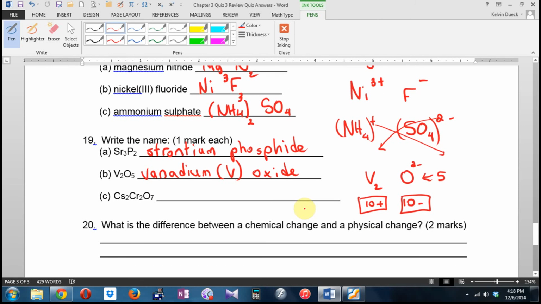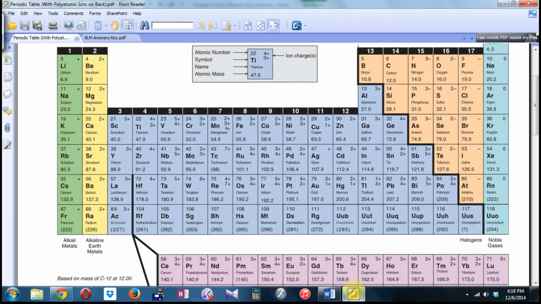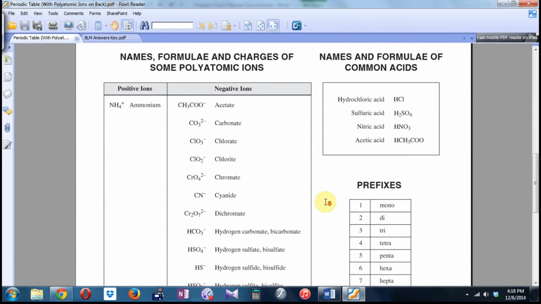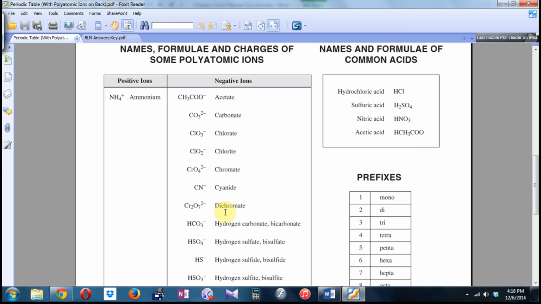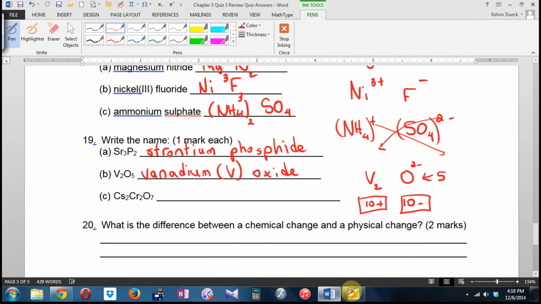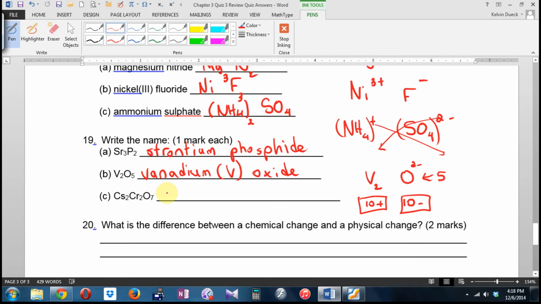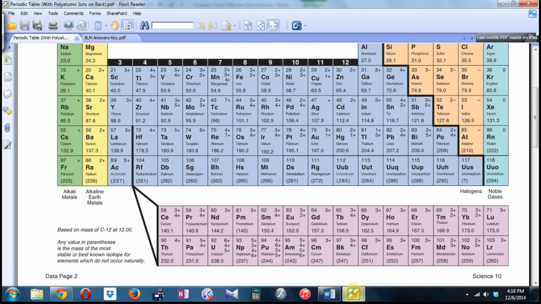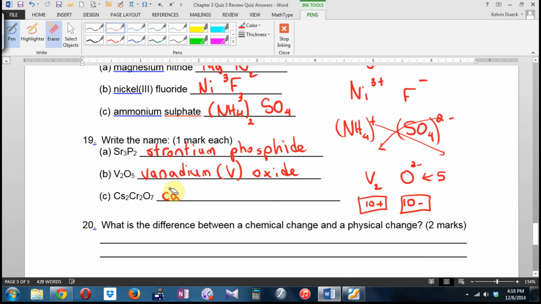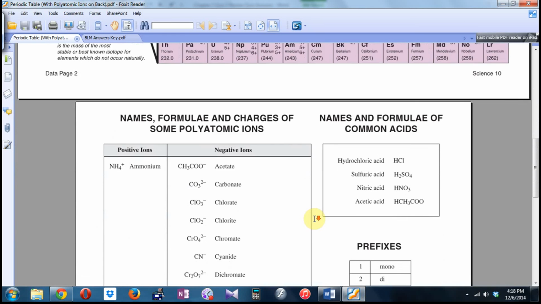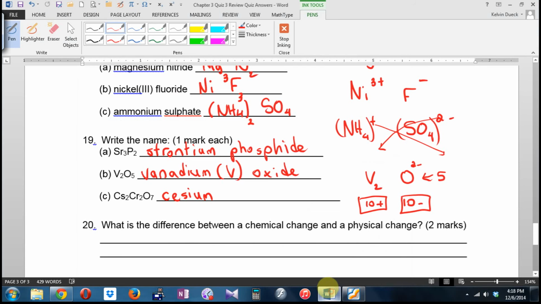Cs2Cr2O7. Okay, Cr2O7, that's from the back here. Cr2O7, that's dichromate. It's 2 negative. How many Cr2O7? Just one of them. Cs, not multivalent, so I don't need to bring out the Roman numerals. It's going to be cesium dichromate. Let me spell that one right. Dichromate.